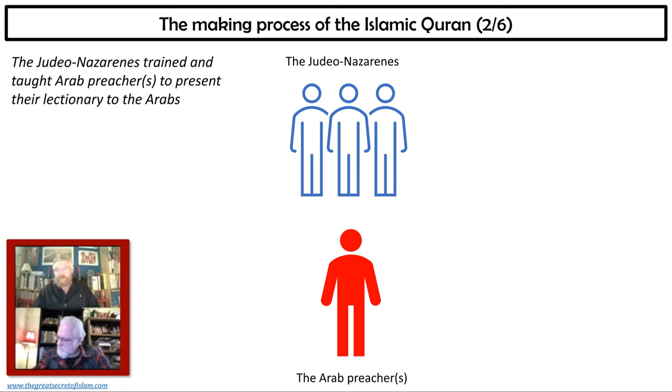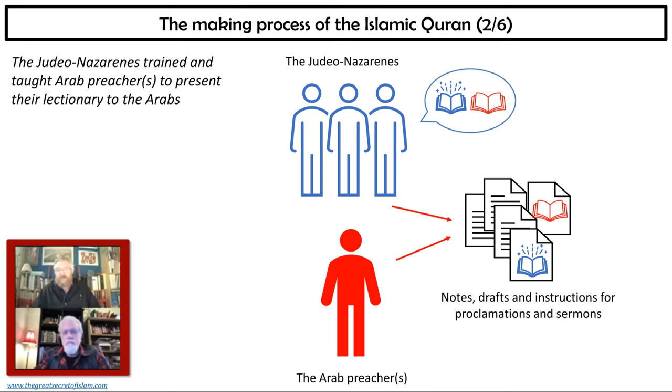The standard Islamic narrative, of course, tells us that there was only one, but it also tells us about false prophets, other prophets who prophesied something besides Muhammad. So maybe there were several preachers that were taught by the Judeo-Nazarenes. So they taught the Arab preacher about their kitab, their sacred scripture, and they taught him the Arabic lectionary, the Arabic Quran. And together they made notes and instructions for proclamations and sermons.